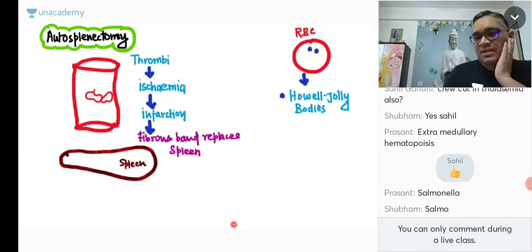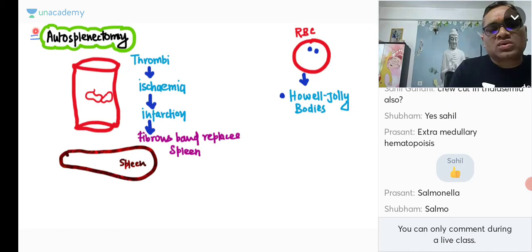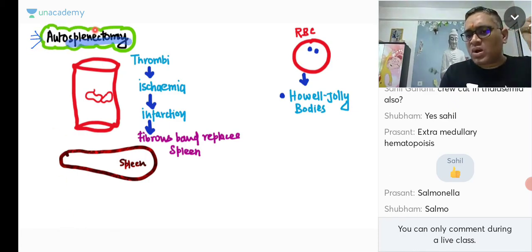Fine. So now, as I was telling you, in the vaso-occlusive crisis part, I'm going to tell you about autosplenectomy. You can see the name itself is telling: auto means self, splenectomy means spleen removal. Self removal of spleen is autosplenectomy.